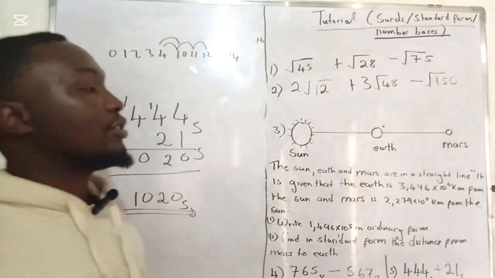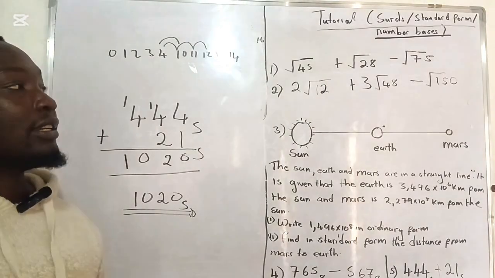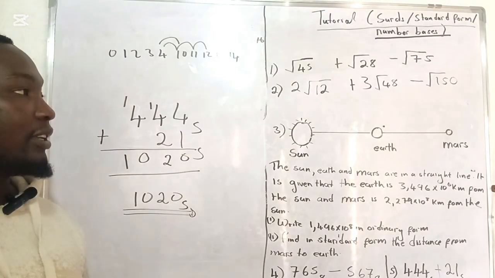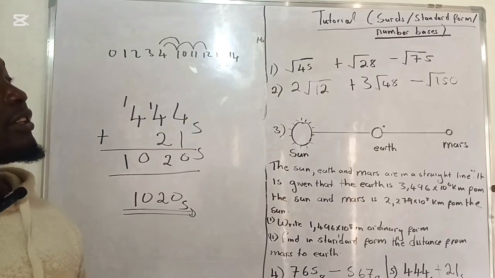So the next topic that you are going to be doing is accuracy and limits to accuracy. That's the next topic that we're going to be looking at. Then after that, we are going to move on to set notations. Thank you.